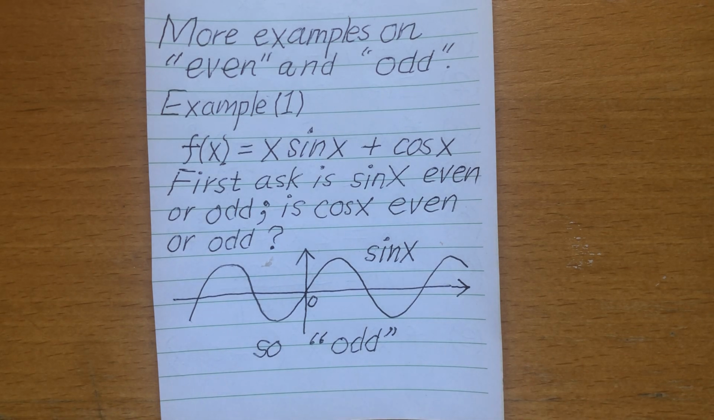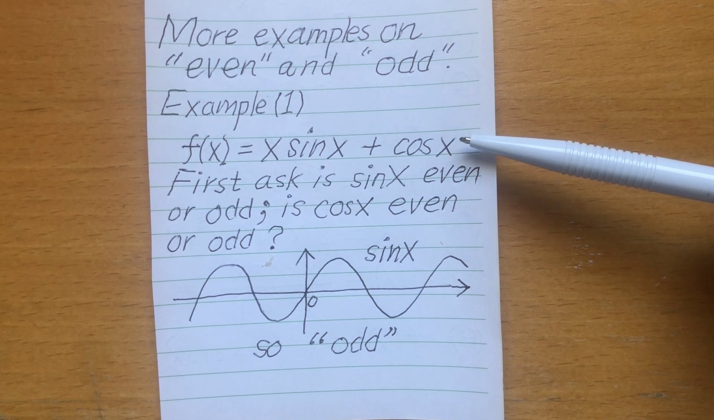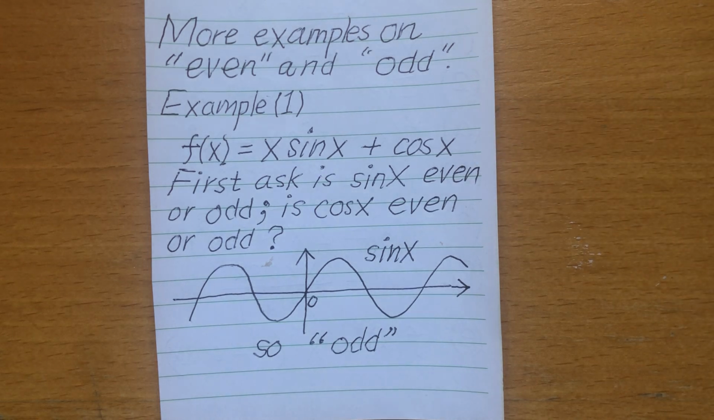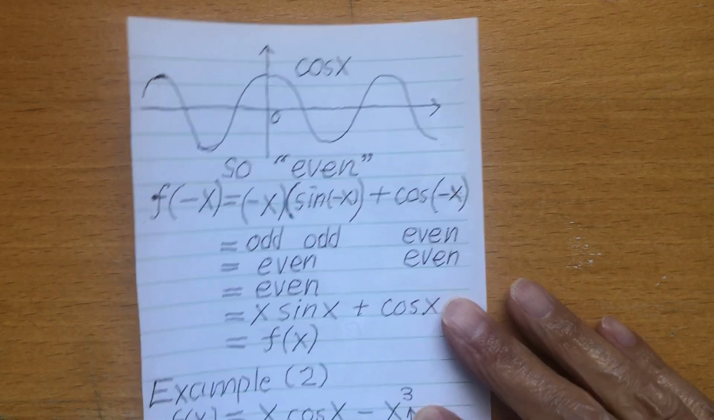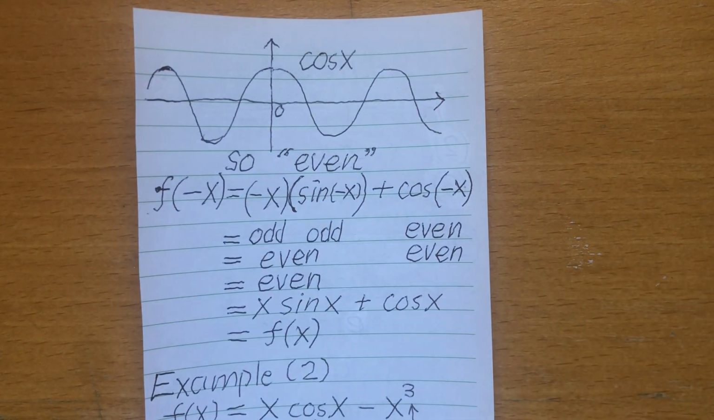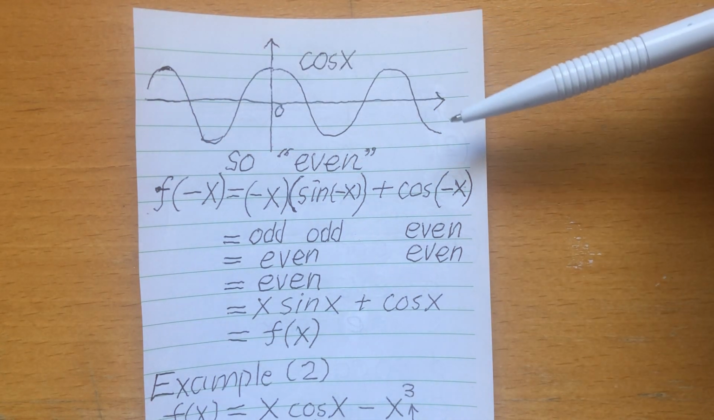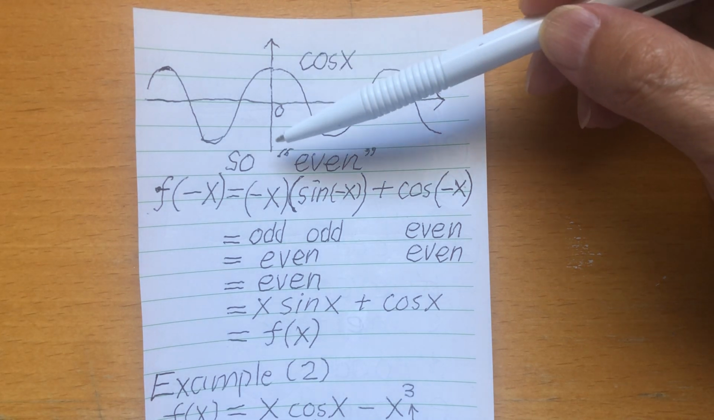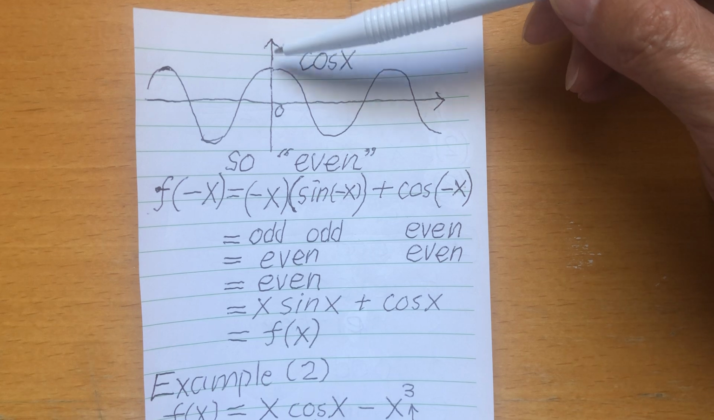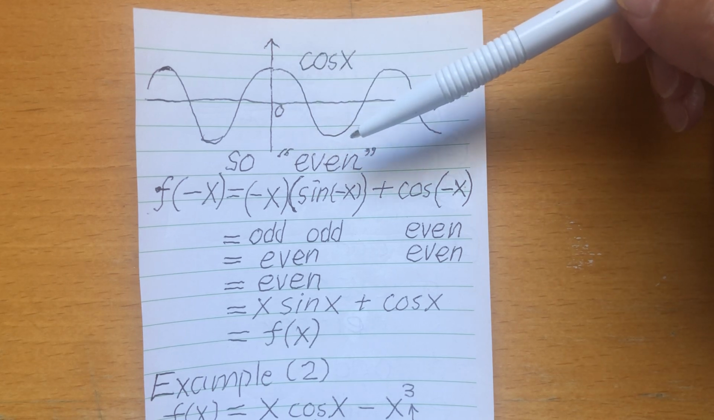Next, you will ask whether cosine x is even or odd. Again, we draw a graph. This is the graph of the cosine function, and you see that it is symmetrical in the y-axis. Therefore, cosine x is even.